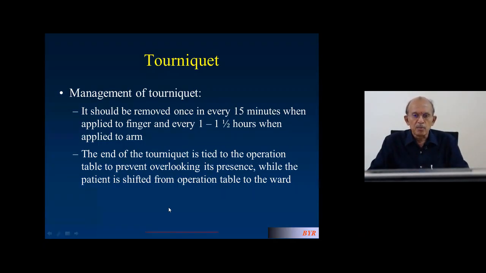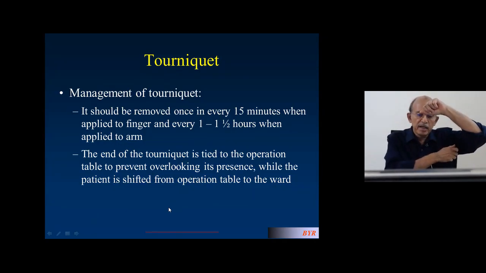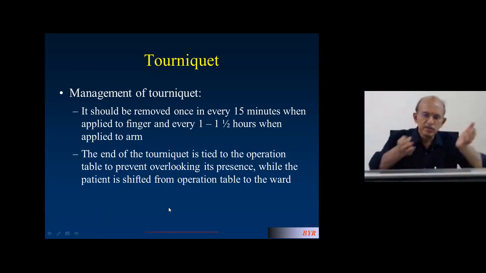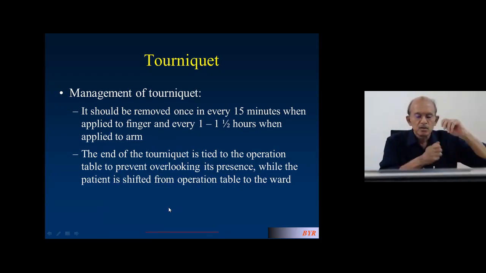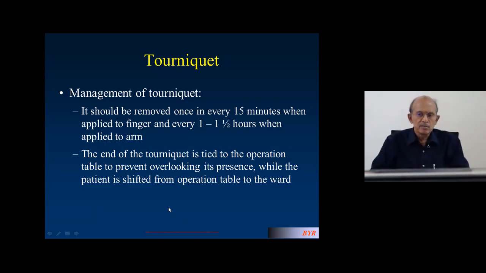So to prevent that complication, what you should do is, once your tourniquet is applied here, the tourniquet must be connected or attached to the operation table with the help of a string. You tie with the string there. So when the patient is being shifted from the table to the stretcher, the string will be there holding. Then the persons will watch him: oh, okay, there is a tourniquet here, we have to remove it. So they will remove it and then they will take him. So not to overlook the presence of a tourniquet there, you should tie it to the operation table. That is one safety procedure.